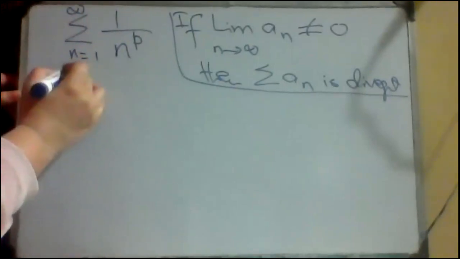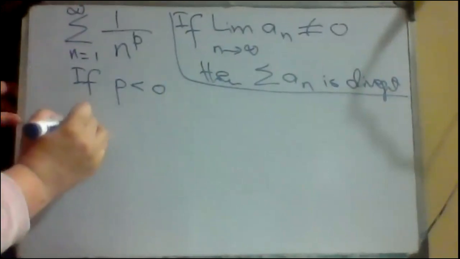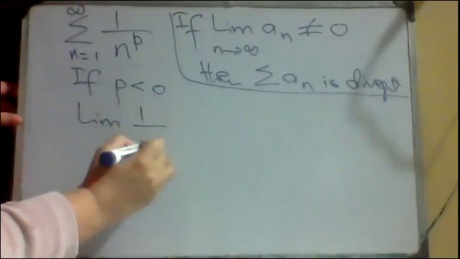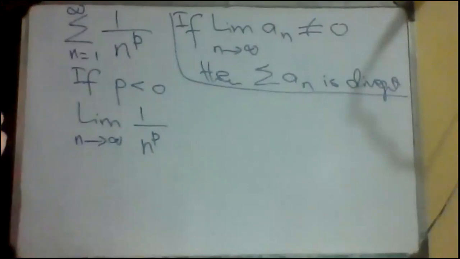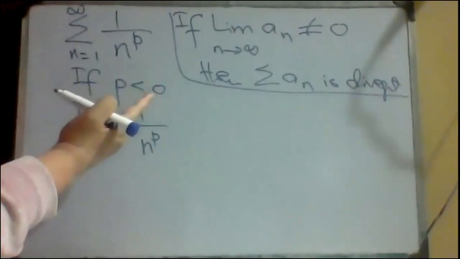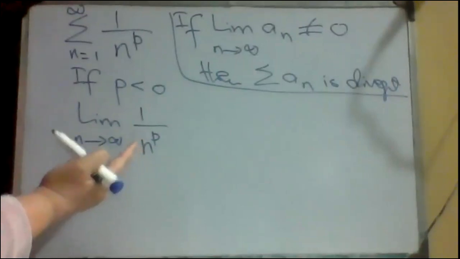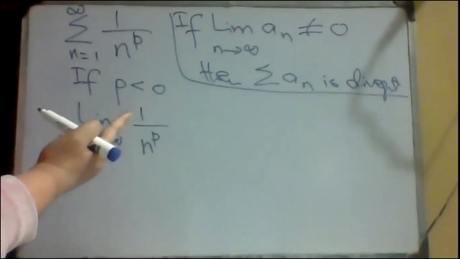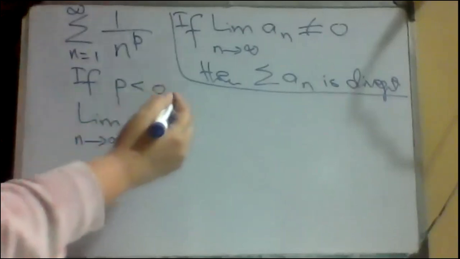That is, if my p is less than 0, then what is the limit of the nth term 1 over n to the p, as n approaches infinity? Now my p is negative. If p is negative, then taking this p in the denominator, the power of n becomes positive. That is, when n approaches infinity, it keeps on increasing. So this is equal to infinity. That is, it is divergent.